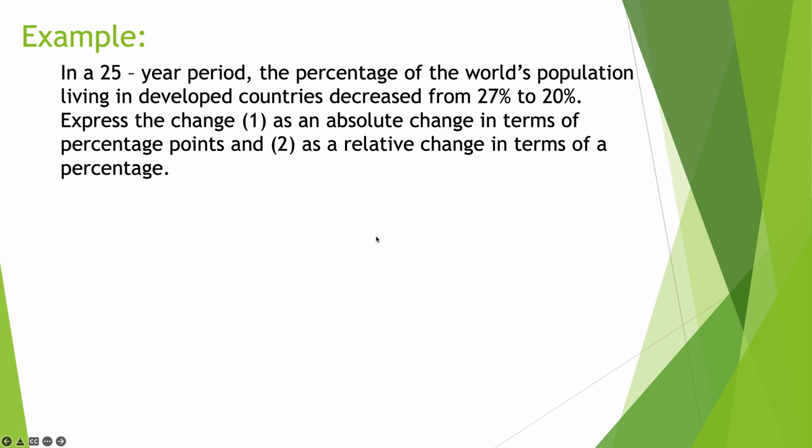All right, so as far as the absolute goes, it's 20% minus 27% because it decreased from 27. That was the original. The original was 27. So the new, which is 20, minus 27% means it's gone negative 7%. And that makes sense because it's decreased, okay?